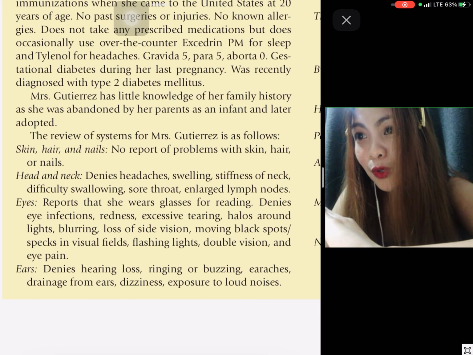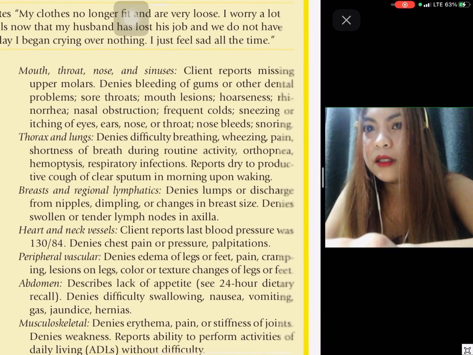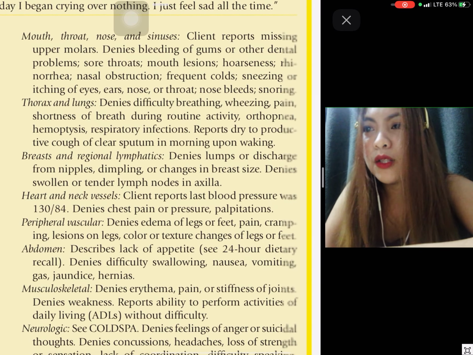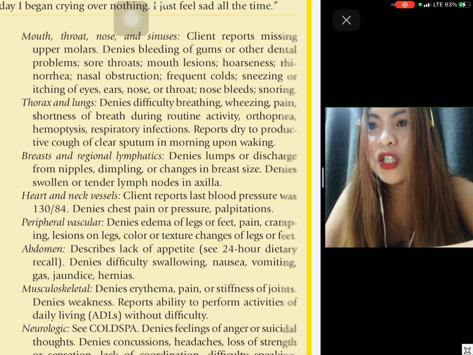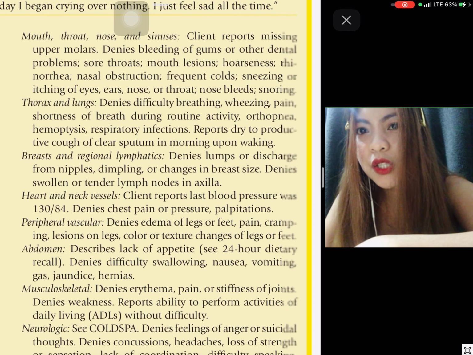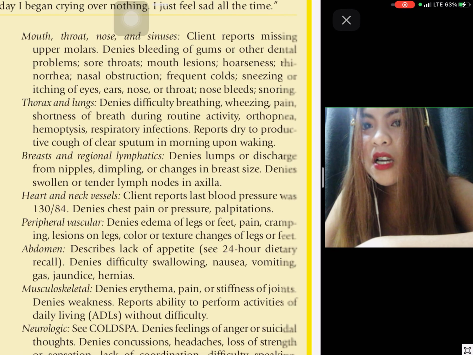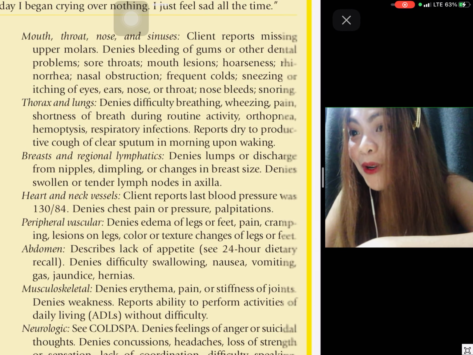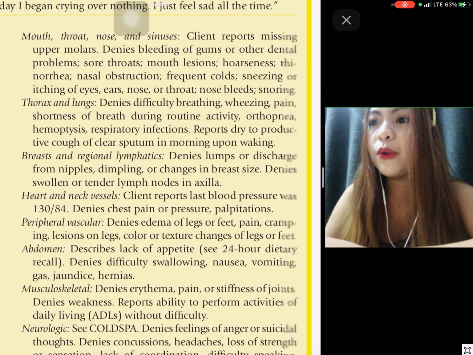Mouth, nose, throat, and sinuses: client reports missing upper molars, denies bleeding of gums or other dental problems, sore throat, mouth lesions, hoarseness, rhinorrhea, nasal obstruction, frequent colds, sneezing or itching eyes, ear, nose, throat, nosebleed, snoring. She has none of that. Next, thorax and larynx: denies difficulty breathing, wheezing, pain, shortness of breath during routine activity, hemoptysis, respiratory infection, reports dry to productive cough in the morning upon waking. So, that she has. Breast and inguinal and regional lymphatics: denies lump or discharge from nipples, dimpling or changes in the breast size. Denies swollen or tender lymph nodes in axilla.